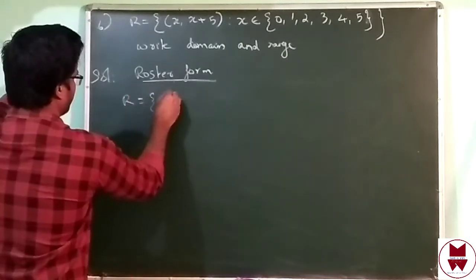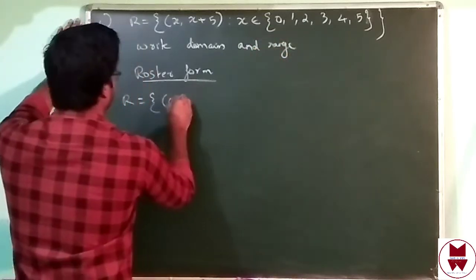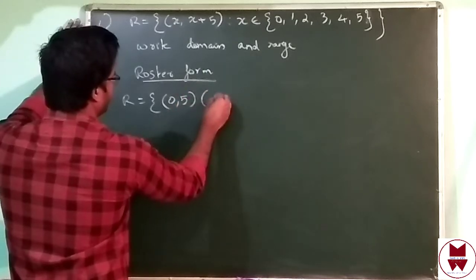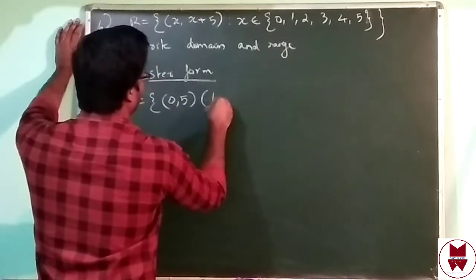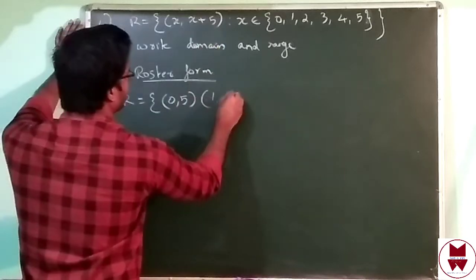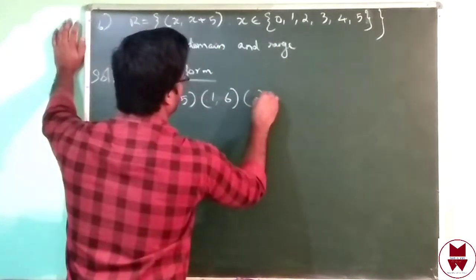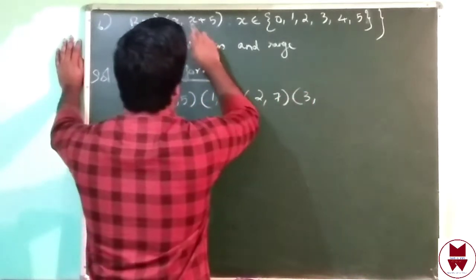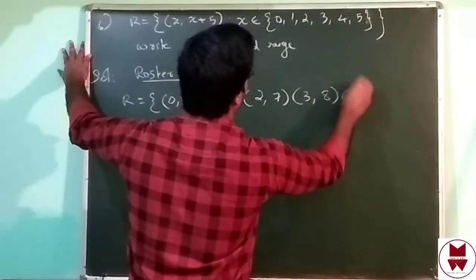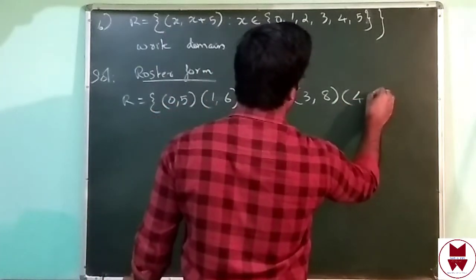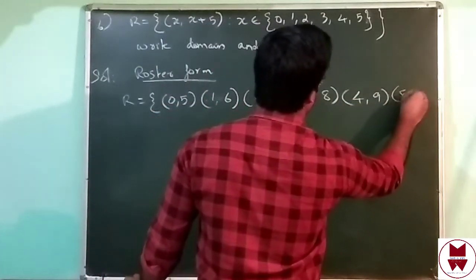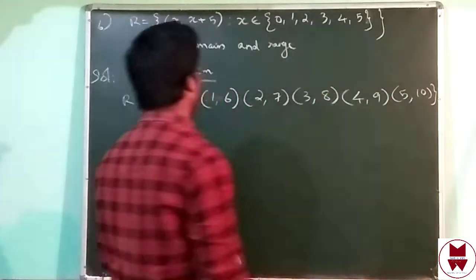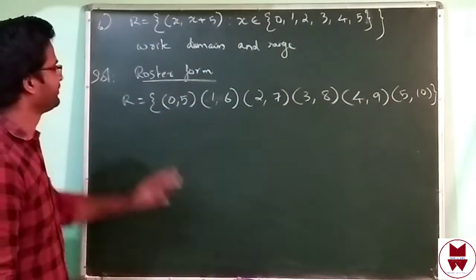Take 0. If you give 0 here, 0 plus 5, we get 5. Next number is 1. If you give 1 here, 1 plus 5, 6. Then take the next number 2. 2 plus 5, 7. 3 plus 5, 8. Then take 4. 4 plus 5, 9. Then take 5. Here 5 plus 5, 10. This is our given relation in roster form.